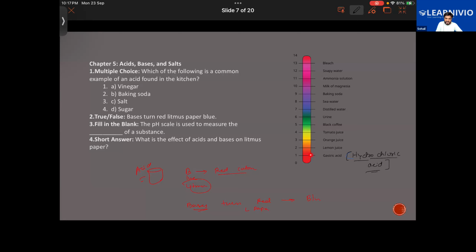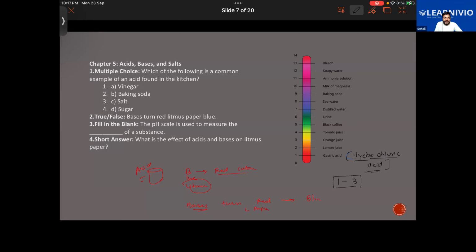And what is the pH of it? It is about 1. Okay, now 1, 1.1, 1.2, 1.5, 1.7, like that. And it is closer to 0, so this is a very strong acid. The gastric acid is quite strong. So it has a pH level of about 1 to 3. It can have a pH level between 1 to 3.